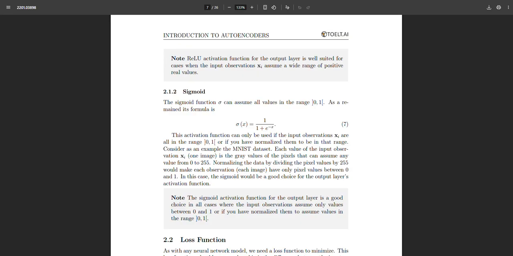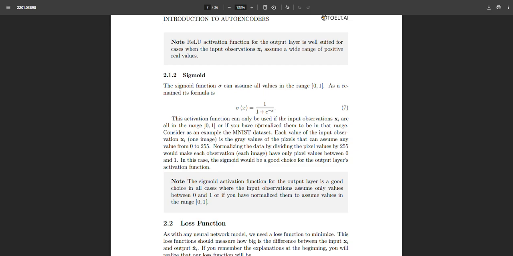Next, we look at the sigmoid function. Its formula is given here. The sigmoid function can assume all values in the range 0 to 1. The sigmoid activation function should only be used if the input observation xi are already within the range 0 to 1, or if you have normalized them to be in that range.